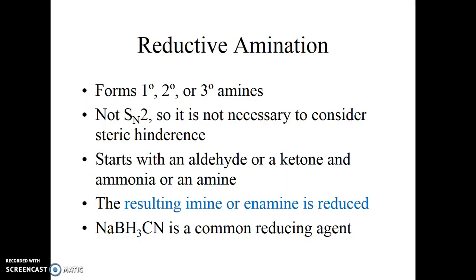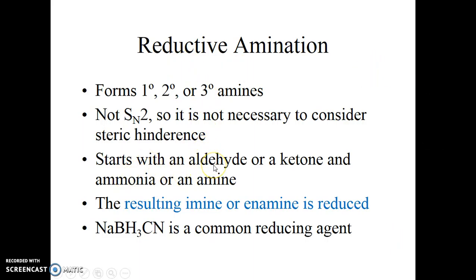Reductive amination. You can form primary, secondary, or tertiary amines, and the carbon on which the amine is can be primary or secondary, not tertiary, because of the way in which this is made. So you don't have to worry about steric hindrance. You can do this on a secondary carbon. You can have substituents on your nitrogen, so it's really a very useful reaction.